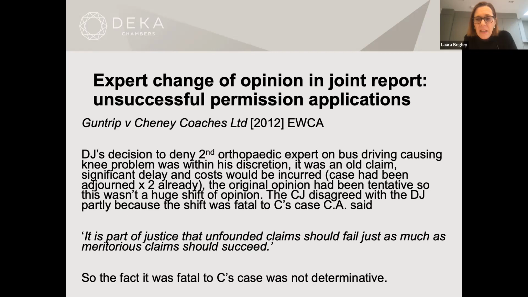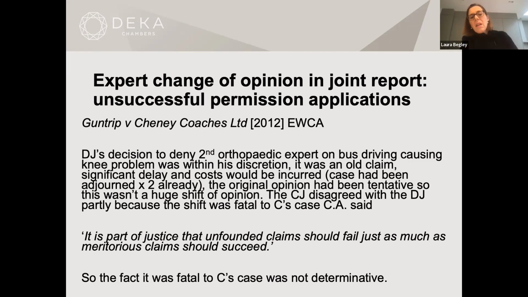So I'm going to give you a couple of examples to show the bar really in practice. The first of which is quite old now, it goes back to 2012. And this was a case in which the claimant had a knee replacement, and having had his knee replacement, he went back to bus driving. And when he went back to bus driving, his knee really hurt. And he said, my knee's really hurting because of the clutch on the bus. And that is what is causing my knee to be problematic and painful.